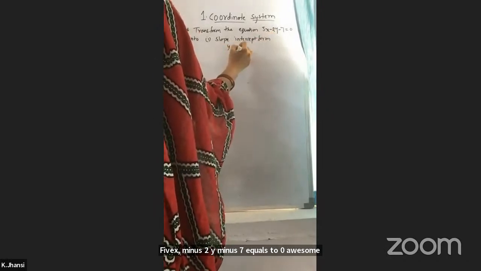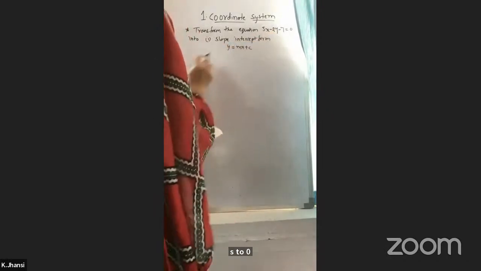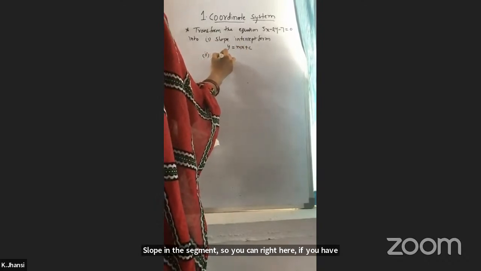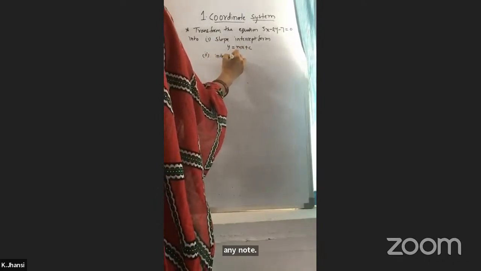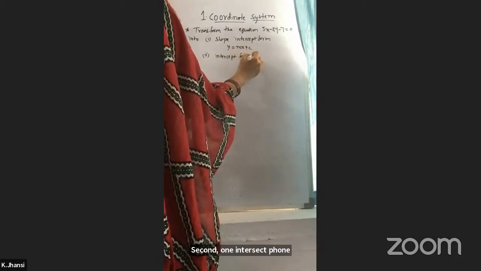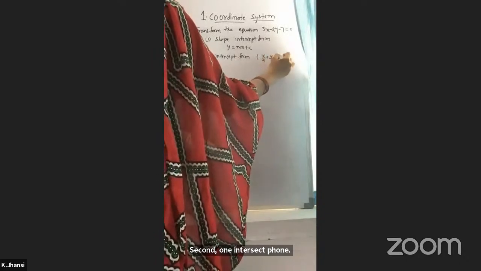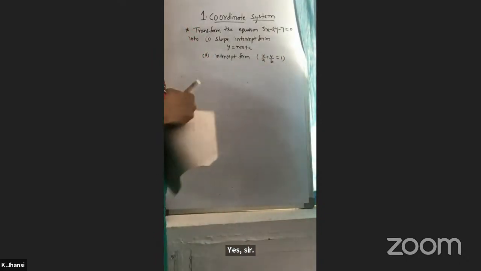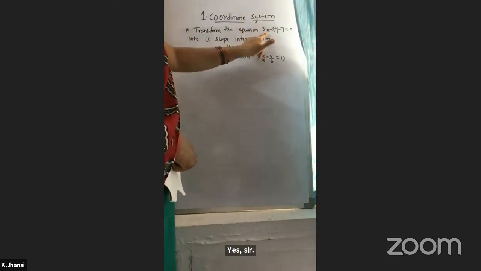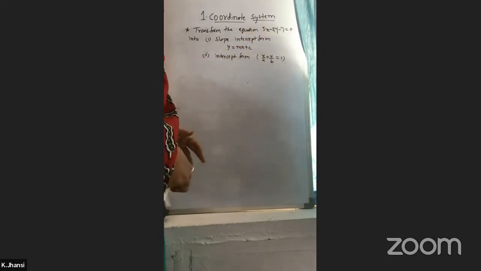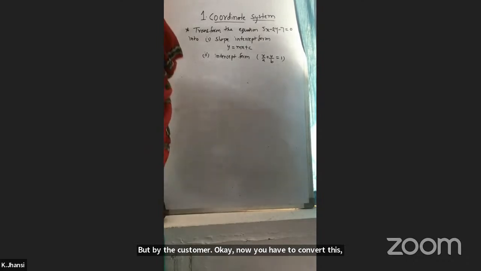Slope-intercept means what? You can write here if you have any doubt. Y equals mx plus c. Second one, intercept form. Intercept form means x by a plus y by b equals 1. Now you have to convert whatever the given equation is into this type and also this type.